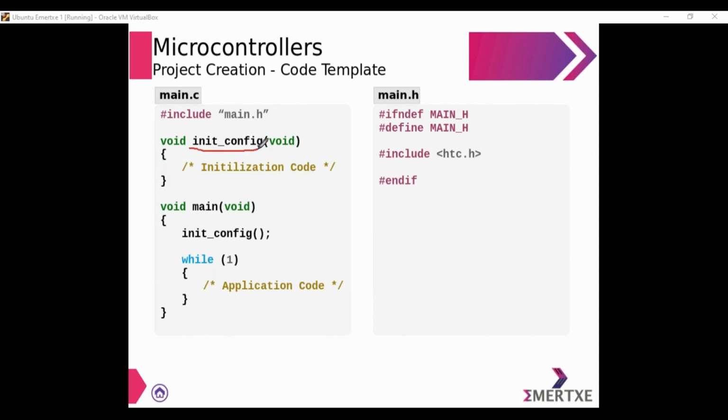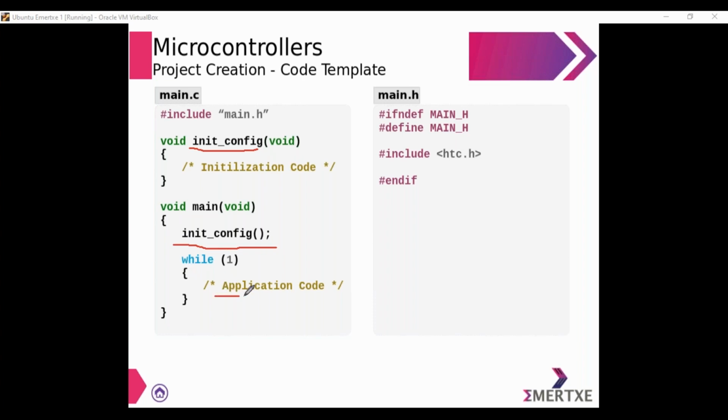For example, I want to set the direction of the pins of a particular port, or do the basic initialization of the pins of a particular port. All that I will write in the init config function, a separate function to do the basic initialization. And that function we will call in the main function.